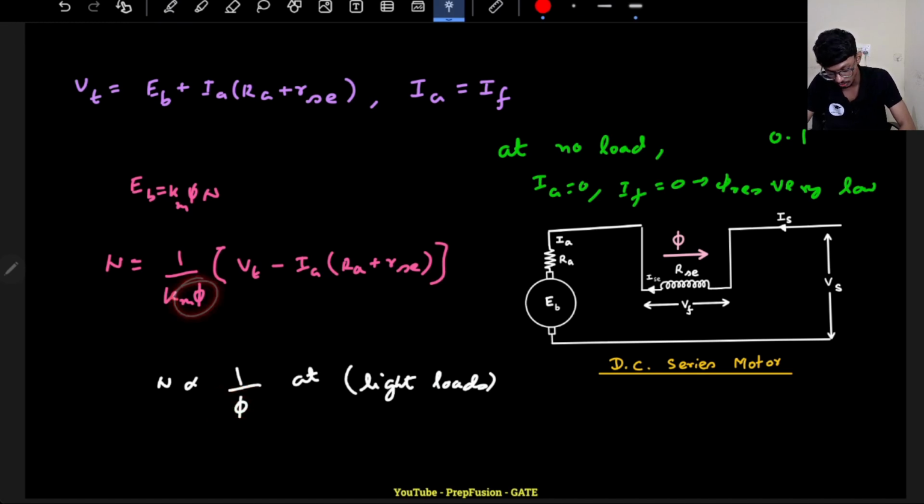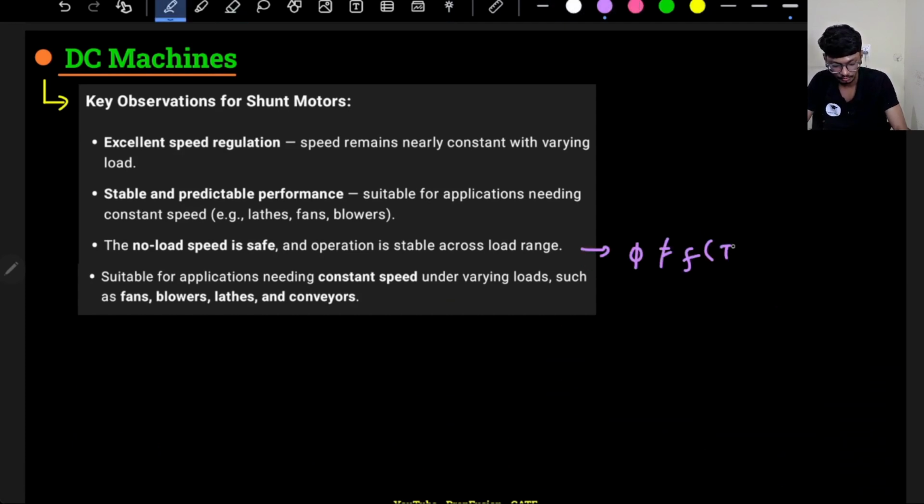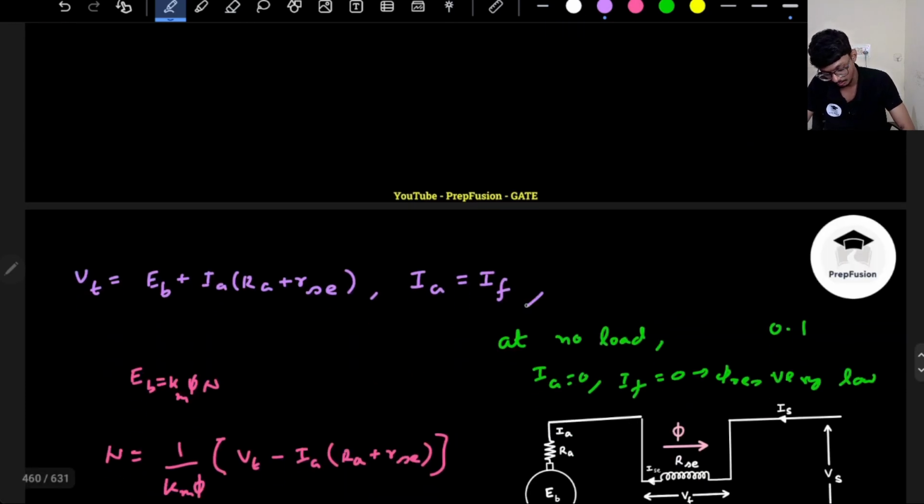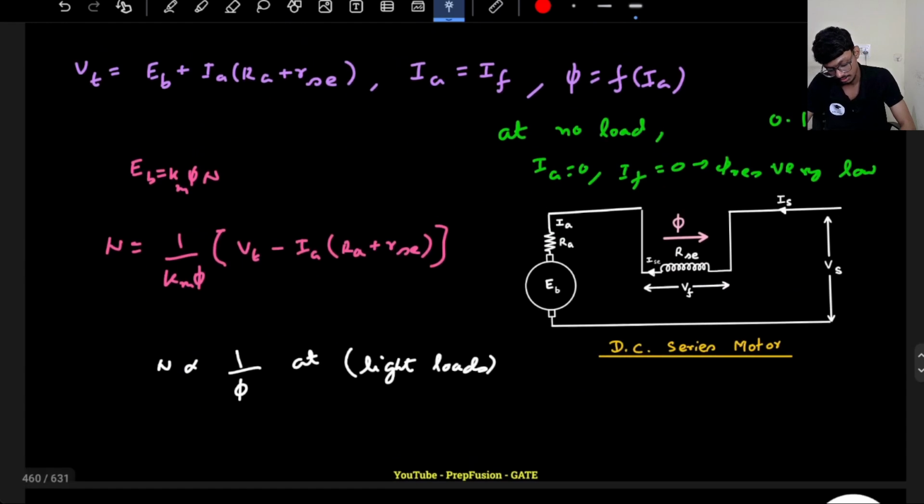Previously in the shunt machine the flux was not a function of load current, it was a constant value. But here my flux is a function of load current, because the field current is equal to the load current, that is the armature current, right? So not the load current, the armature current. Okay, so that is the important point that you have to note here.